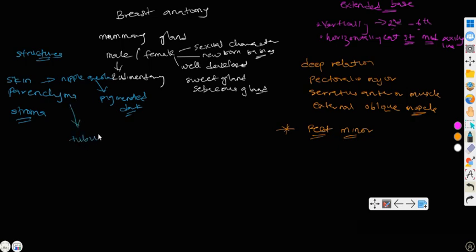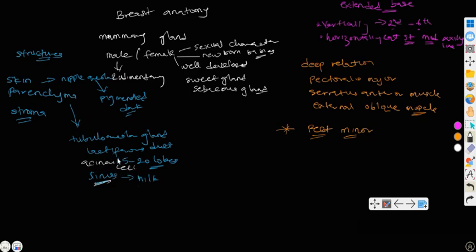The parenchyma is the tubulo-alveolar gland. It contains the lactiferous ducts. This lactiferous duct has about 15 to 20 lobes. And the lactiferous duct dilates to form what is called a lactiferous sinus. The lactiferous sinus is the point where breast milk is going to be stored. It also presents the acinar cells. This is what is about the parenchyma.